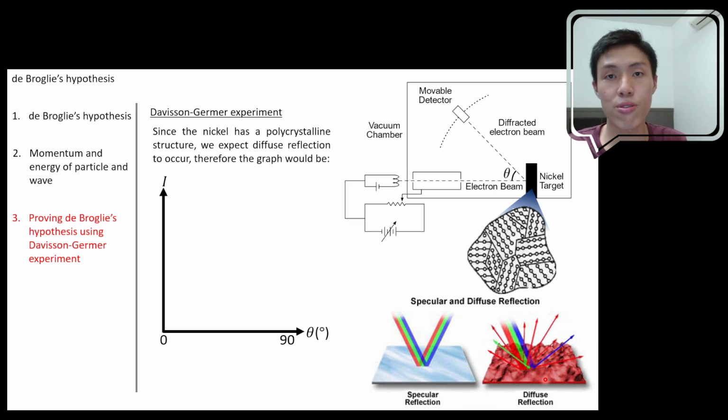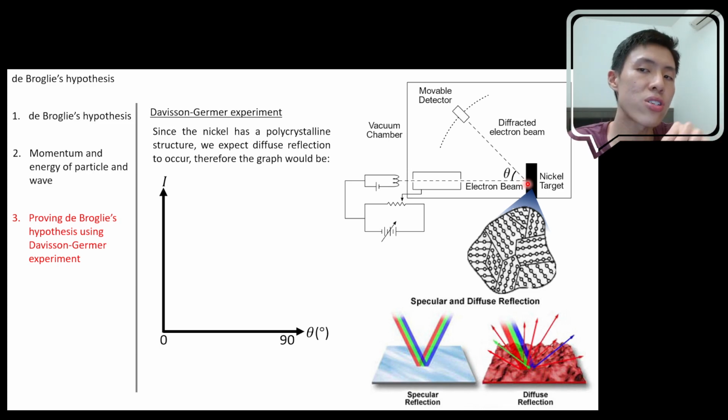And this is the kind of reflection that Davisson and Germer were predicting for the nickel target. They said that because inside it is a polycrystalline structure, it is very irregular, so it is similar to a rough surface. So if you shine an electron beam onto a rough surface, you should expect that the electrons will get scattered in all directions.